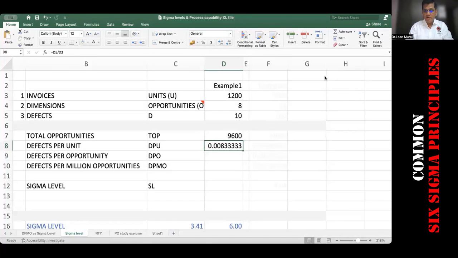If this is clear, type SC super clear in the chat box. So this is defect per unit. Now, if there are 8 opportunities and if there are 1,200 units, if there are totally 9,600 opportunities, okay, total opportunities 9,600 and there are 10 defects, okay, what is the defect per opportunity? 10 defects, total opportunity is 9,600. Just give me the formula, that's enough.